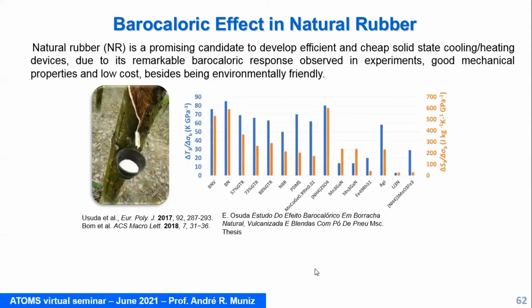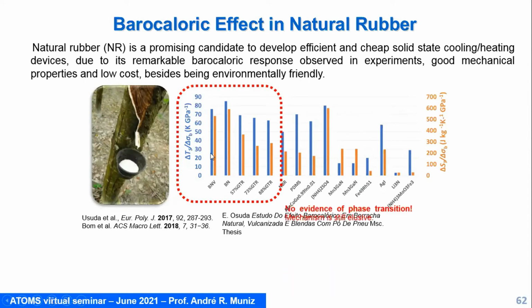So I have some collaborators that did a series of experiments that showed the barocaloric potential of rubber, not only natural rubber, but also recycled tire rubber. They exhibit a good response, superior to most materials that have been explored in previous studies. You see materials with very different compositions. They are not straightforward to get. And this is a renewable material, it's cheap. So the idea is to understand why their barocaloric response is so good.